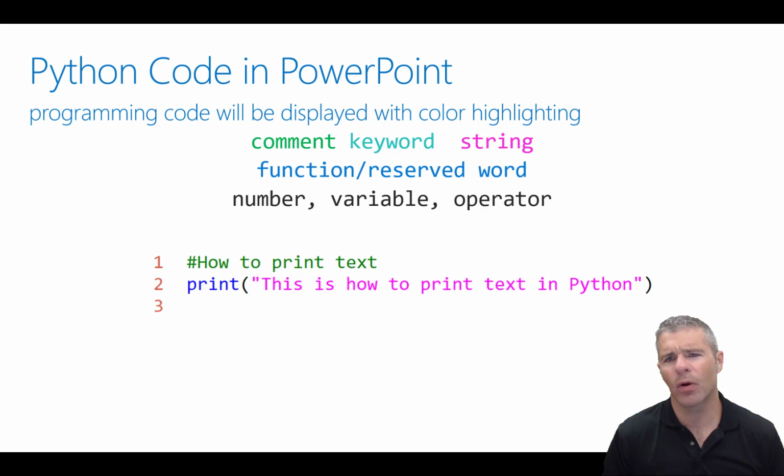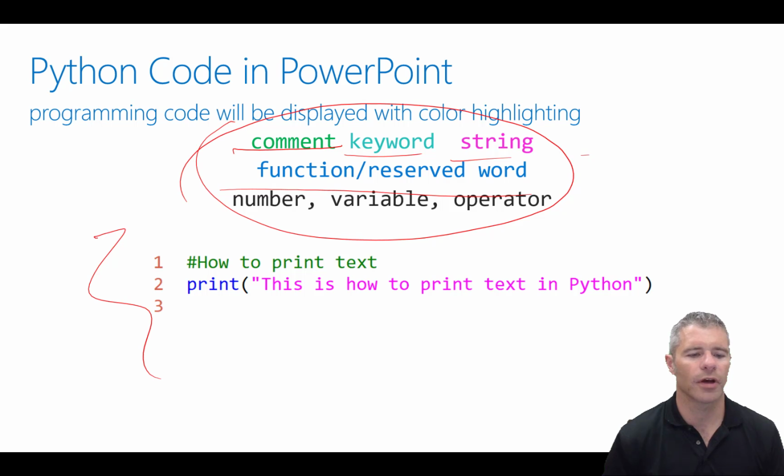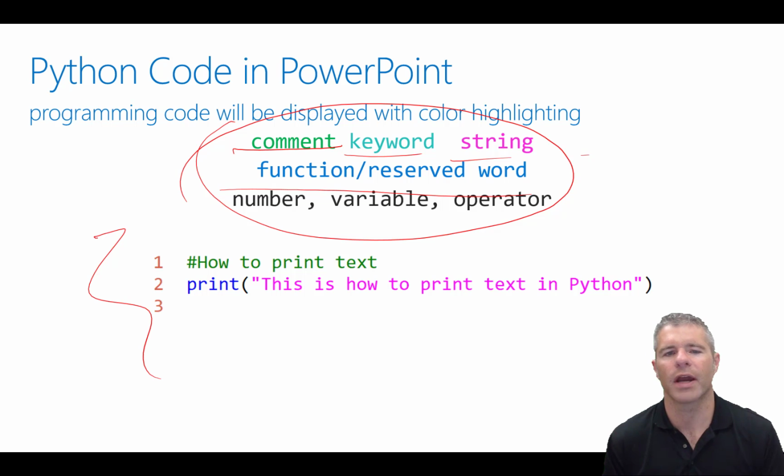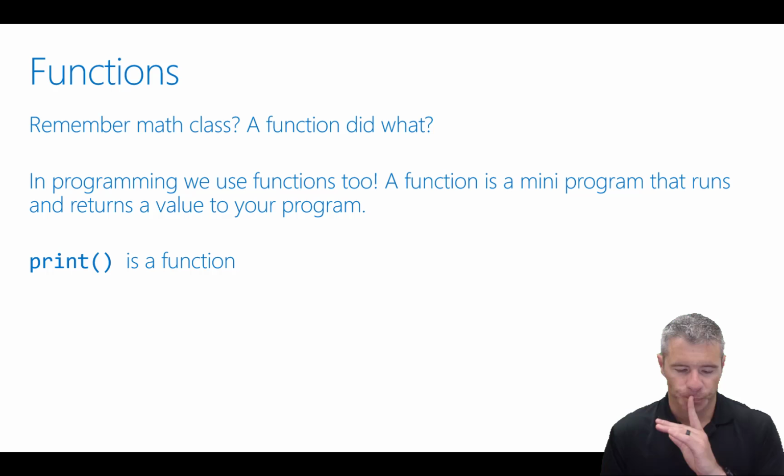This is how this set of PowerPoint slides is going to lay out code. You'll see comments in a particular color, and keywords, strings, functions, and reserved words, etc. If these words don't mean anything to you, reserved words, functions, don't worry about it just yet. We'll get there. But that's how it's going to show up on the screen. If you're colorblind, it's various shades of gray. Don't worry, it's very intelligible as just black and white text.